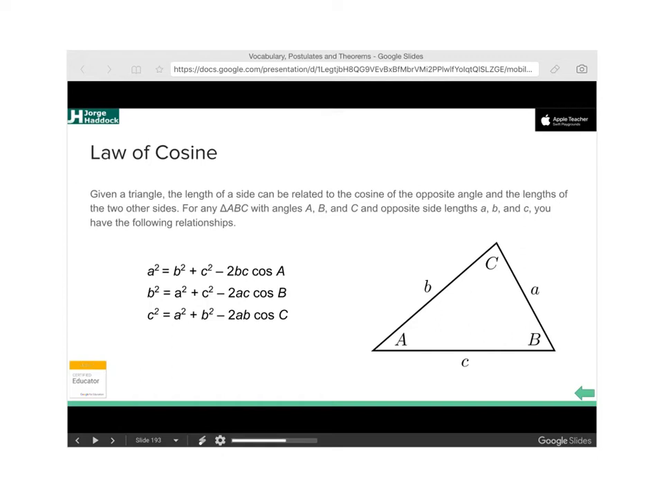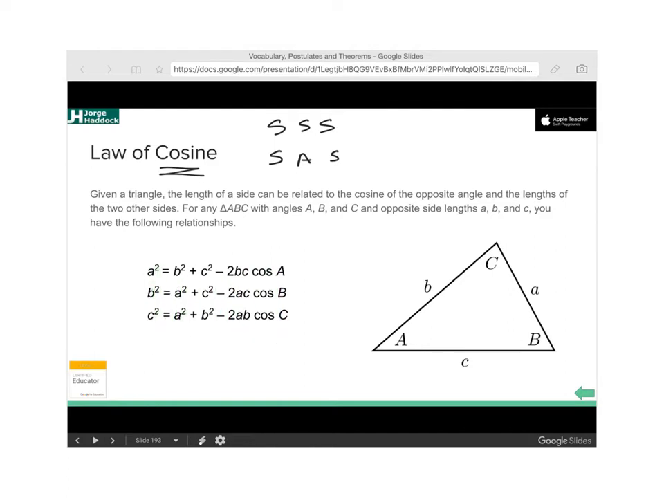Hi, so in this one we're going to be working with the law of cosines, right? And we can use this law when we know the measures of all the sides or we know two sides and the angle included between them, right? And this one is a little bit different from the law of sines because the formula is a little bit longer.